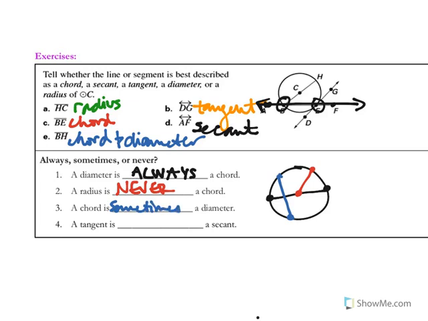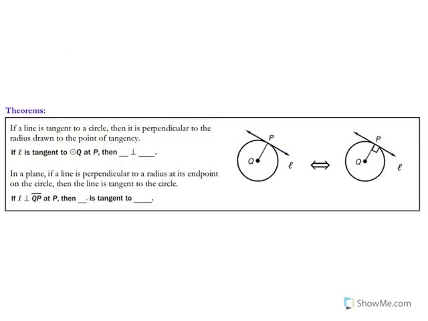And then last, a tangent is blank a secant. How many times does a tangent touch a circle or touch the endpoints of a circle? Yep, 1. How many times does a secant touch the endpoints of a circle? 2. Can you do those at the same time? Can you hit just one point and hit 2 at the same time? Nope. We're going to say never here as well. Tangents and secants are never the same. All right, keep moving. We got a couple theorems to talk about next.